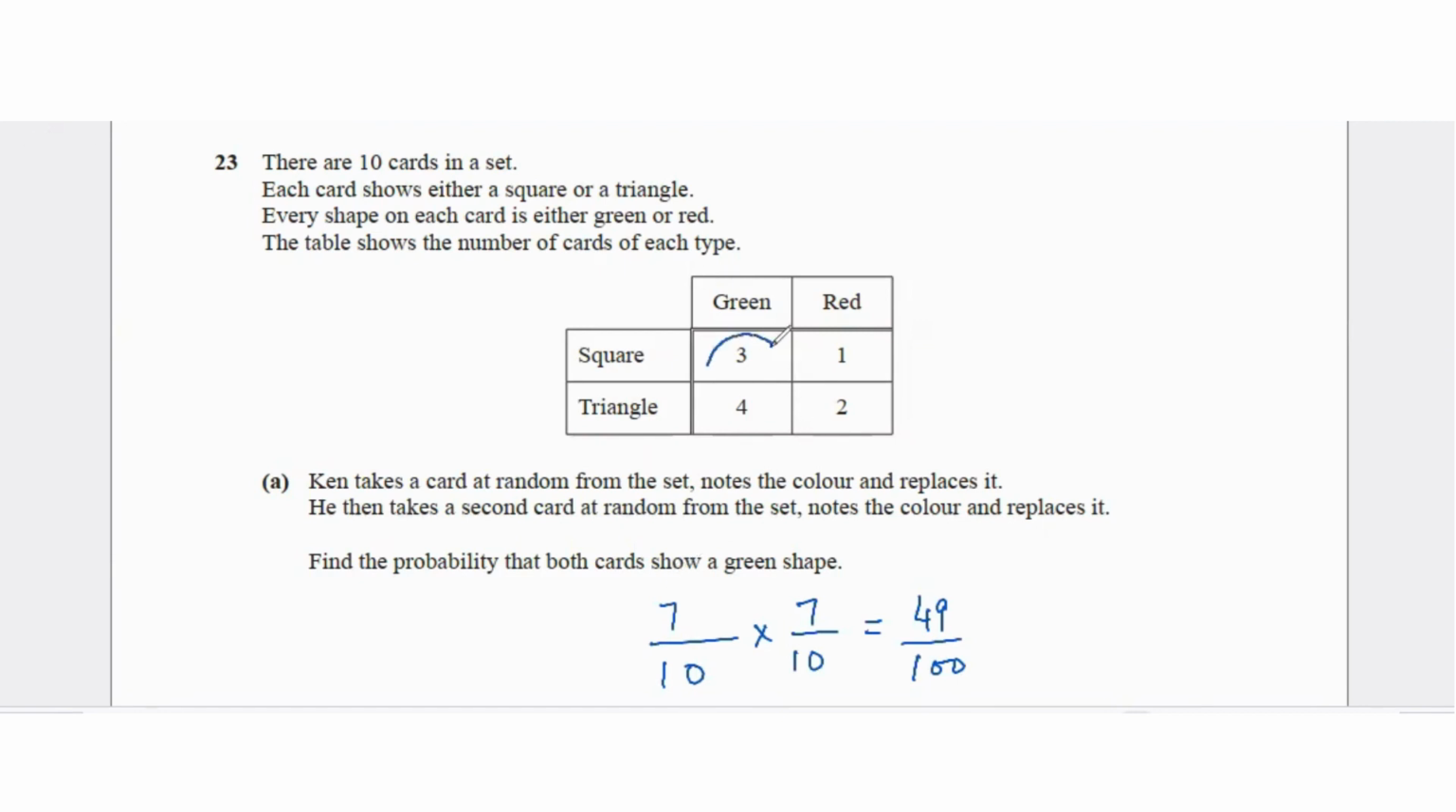And 7 is basically 3 plus 4, because there's no restriction on the shape, there's a restriction on the color. So the color has to be green, but it can be either a square or a triangle. So we just add the total for the green shapes, which is 3 plus 4 equals 7. And the total number is 10.